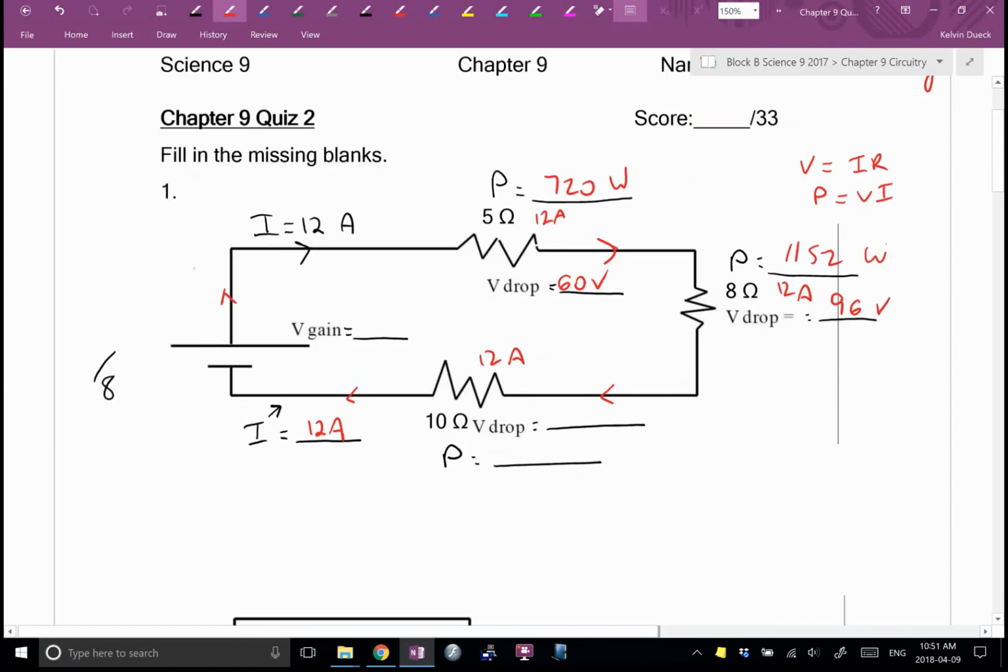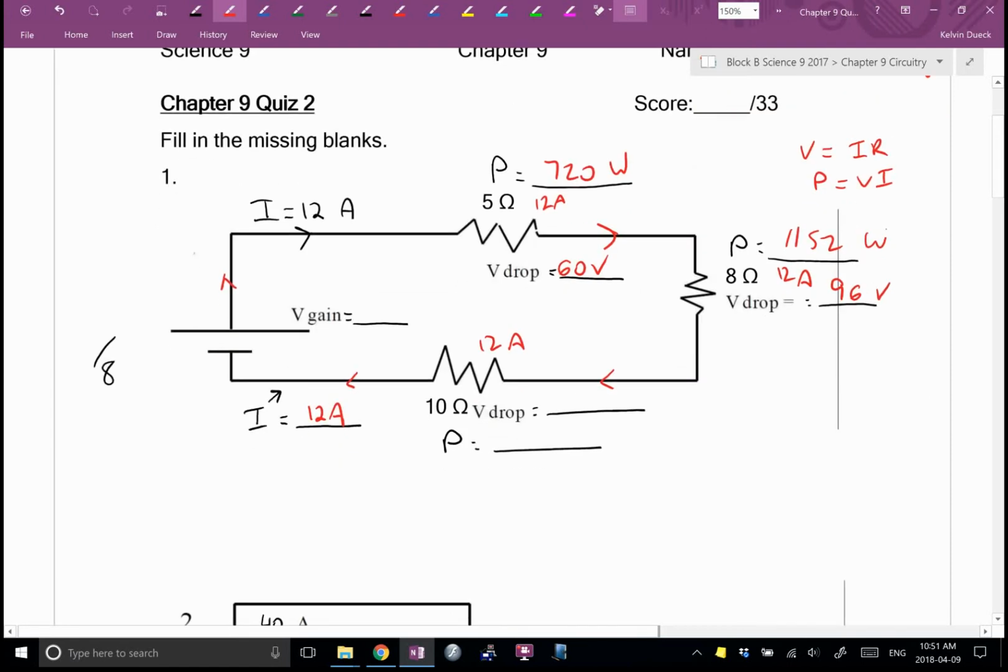Okay? Oh, and 1 mark for each blank. You'll notice I didn't give you any marks for finding current, even though I kind of needed to find the current in order to do this. That's okay. Voltage drop here, it's going to be I times R. This is 120 volts. And it's going to be 120 times 12, 1,440 watts. Is that correct? Yeah.